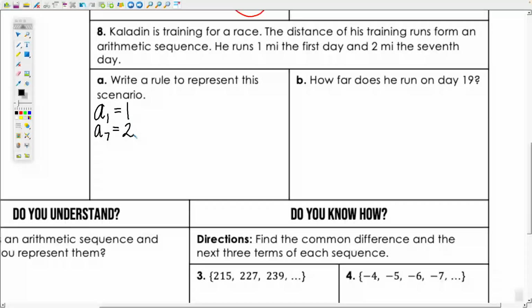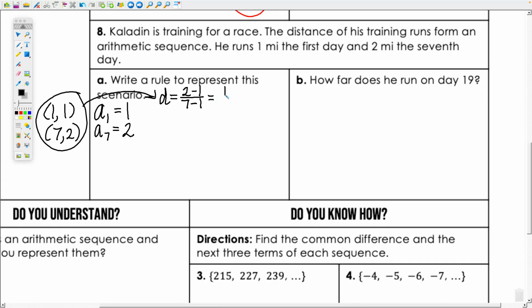So I need you, just like on the first one, to think of these as ordered pairs. 1, 1, and then 7, 2. Come over here to do the common difference using these values. My common difference is going to be 2 minus 1 on top, and then 7 minus 1 on the bottom. That gives me 1 over negative 6, right? Oh no, not negative 6, I'm sorry. 7 minus 1 is just positive 6. My apologies.